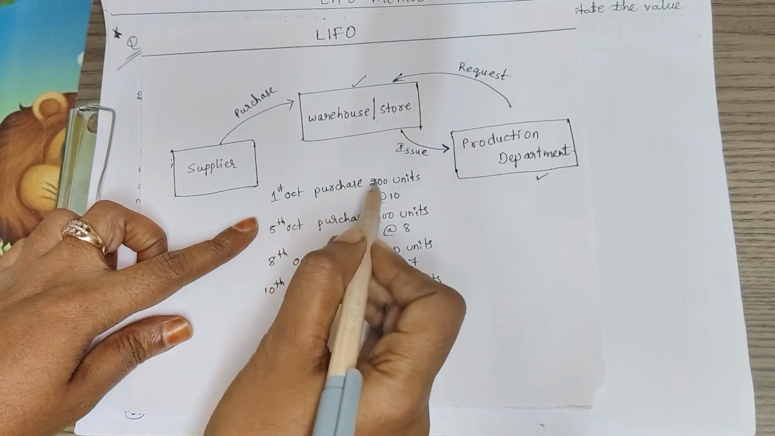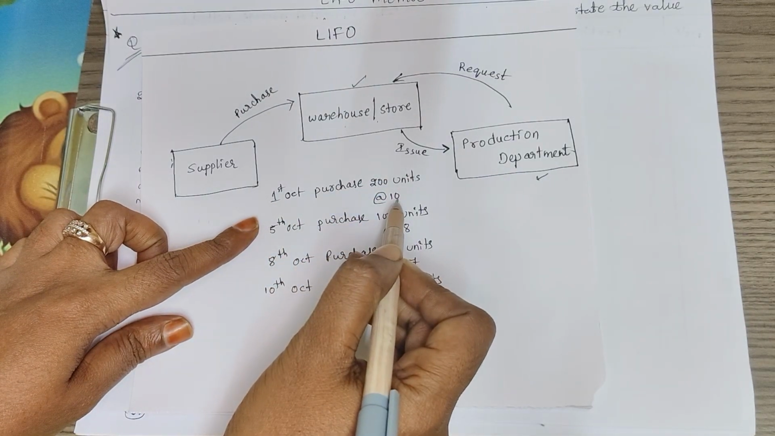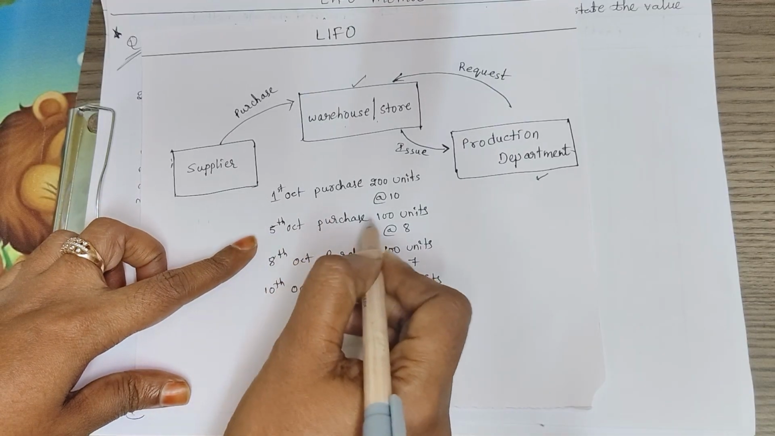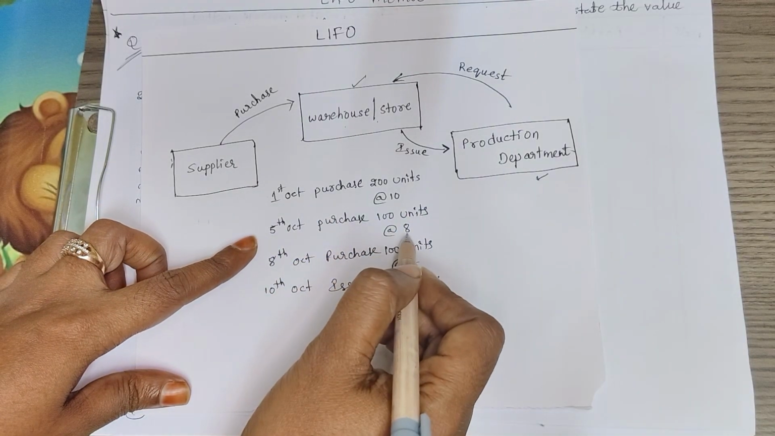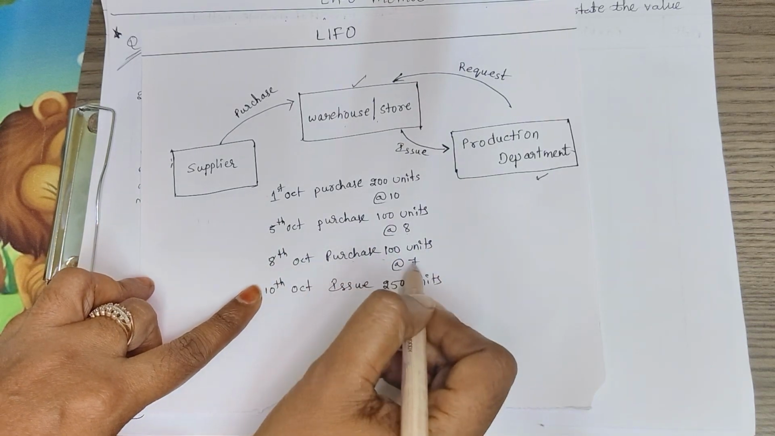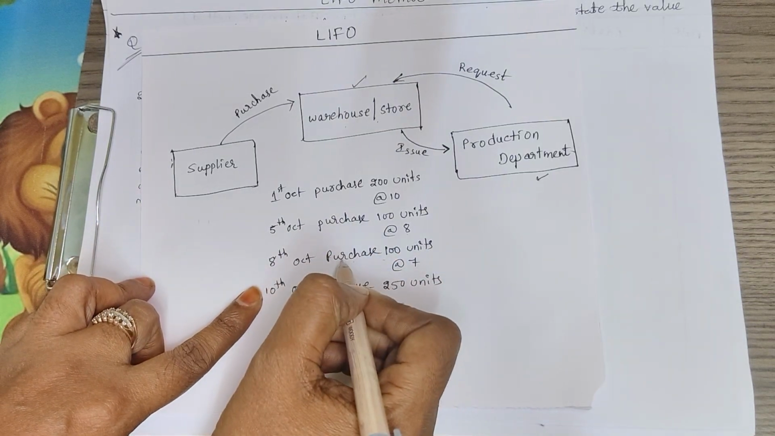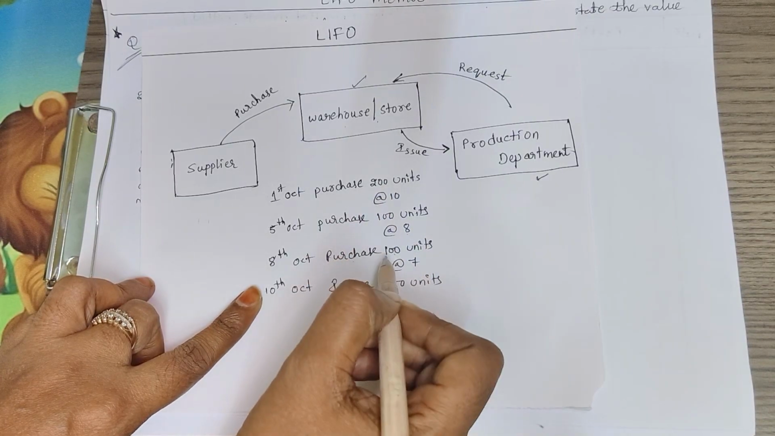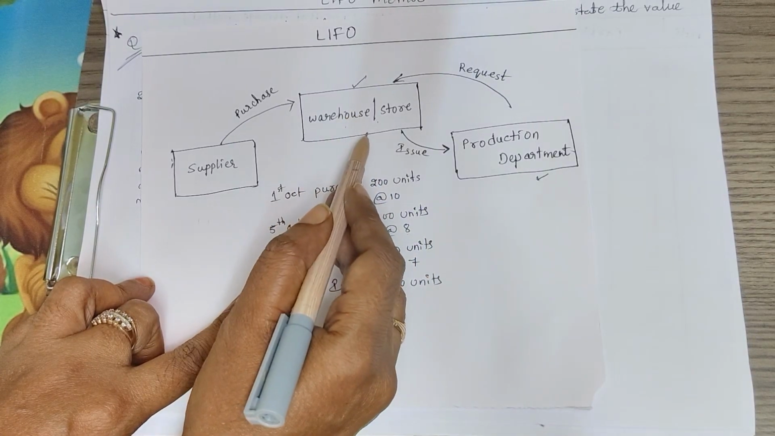On 1st October, purchase 200 units at the rate of 10 rupees. This is the first purchase. Next, on 5th October, purchase 100 units at the rate of 8 rupees. This is the second purchase. On 8th October, purchase 100 units at the rate of 7 rupees. This is the third purchase. So, how many units are there here? 200 plus 100 plus 100, 400 units are available in our store.